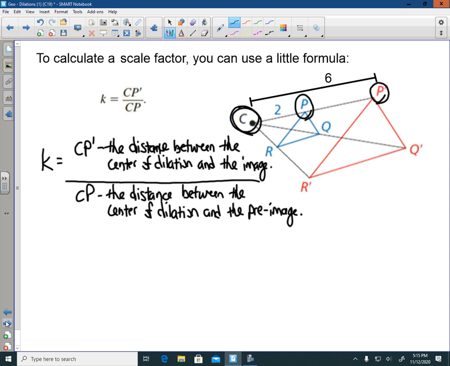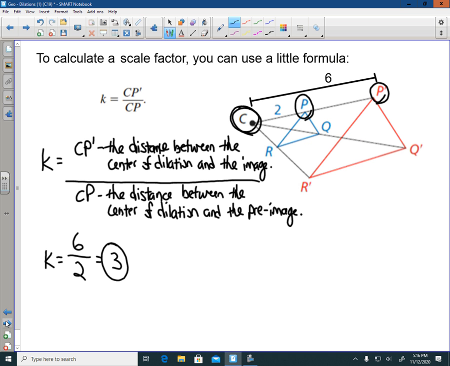In this particular example, K is going to equal CP prime, the distance between C and P prime, which is 6, over the distance between C and P, or CP, which is 2. Then you can divide 6 by 2 to get 3. That means the scale factor of this dilation is 3. We can calculate it that way. What that scale factor means is that triangle PQR prime is 3 times bigger than PQR.